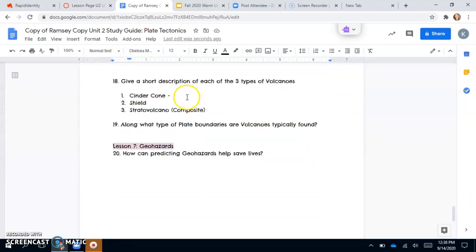Number 18 says give a short description of each of the 3 types of volcanoes. So cinder cone is going to be our first one, and a cinder cone volcano is explosive. Anytime anyone thinks of volcanoes and volcanoes being cool, a lot of times this is the typical volcano we think about. They're explosive, they tend to be tall, and they tend to have sloping edges. So they're steep. Okay, explosive, tall, sloping edges.